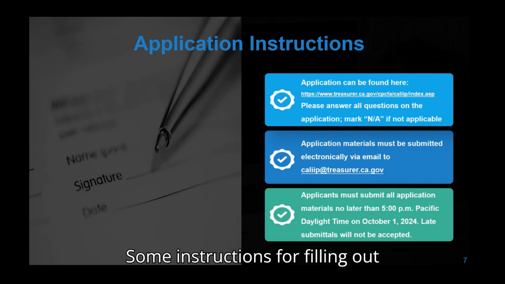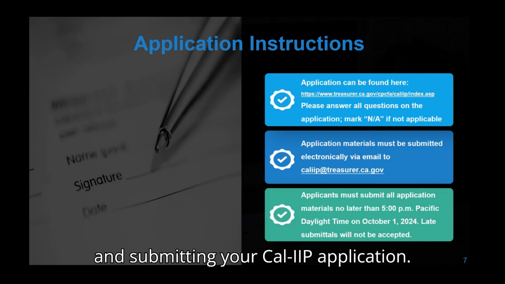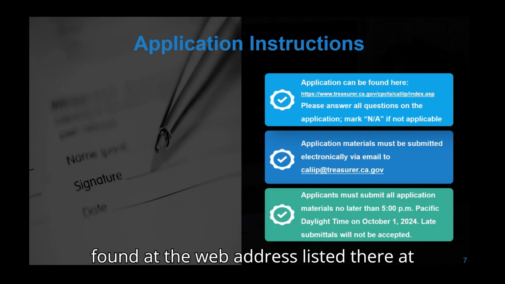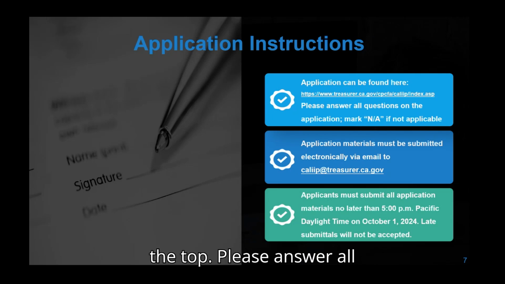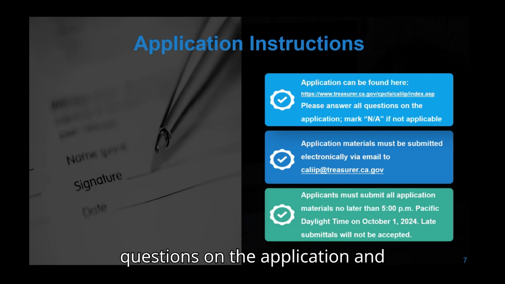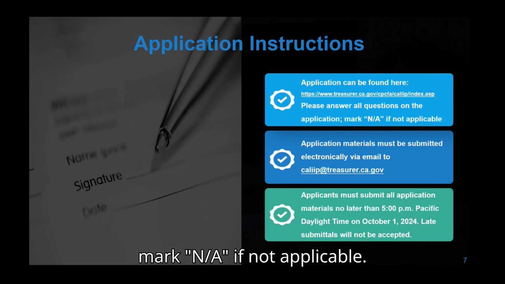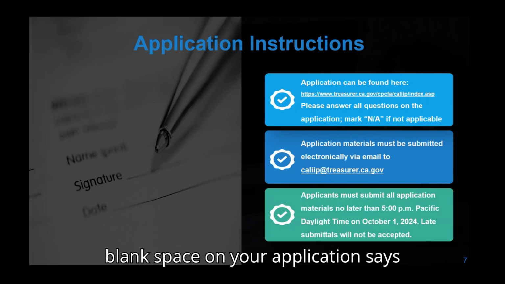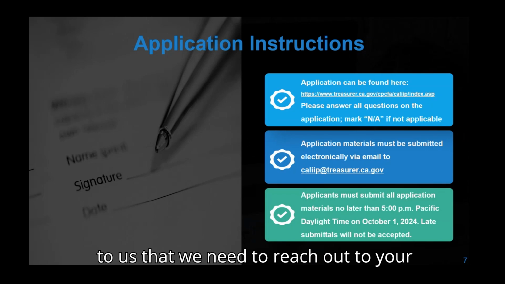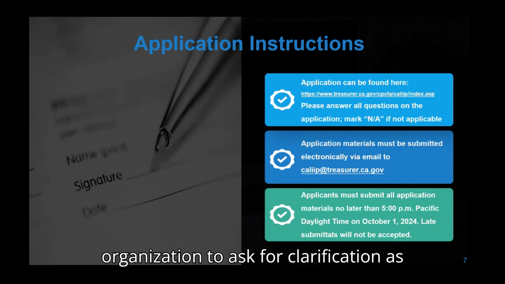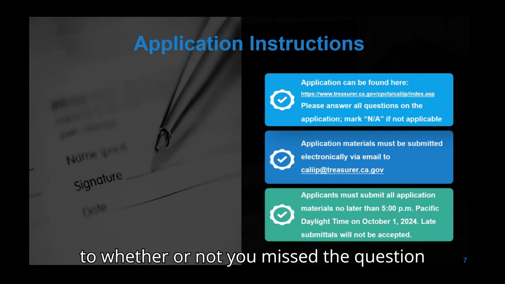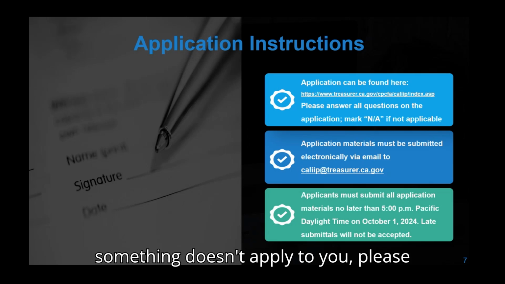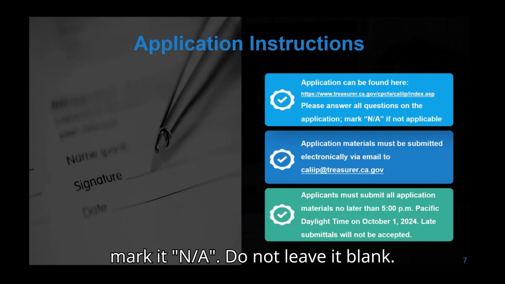Some instructions for filling out and submitting your Cal-IP application. First of all, the application can be found at the web address listed there at the top. Please answer all questions on the application and mark NA if not applicable. Just so you know what we're thinking, a blank space on your application says to us that we need to reach out to your organization to ask for clarification as to whether or not you missed the question or that doesn't apply to you. So if something doesn't apply to you, please mark it NA. Do not leave it blank.